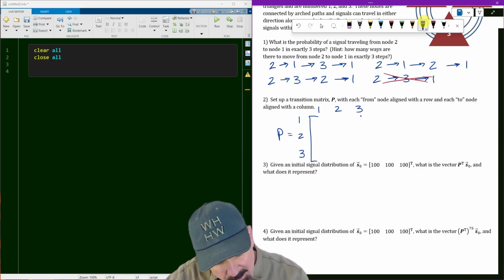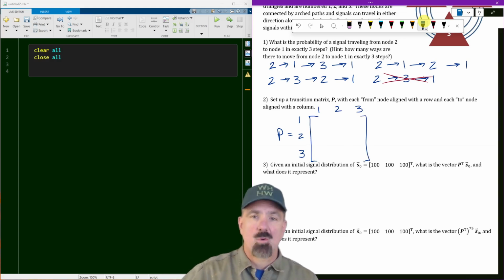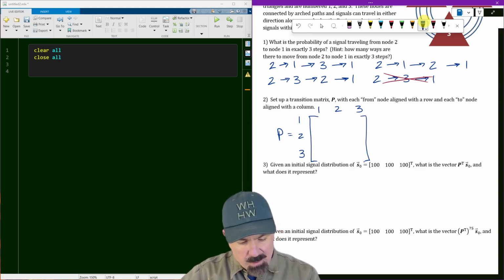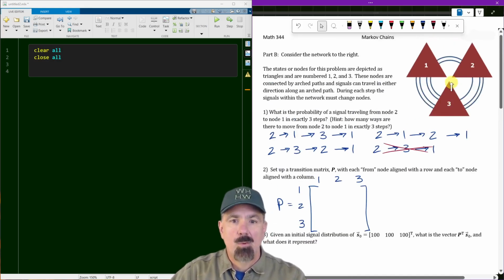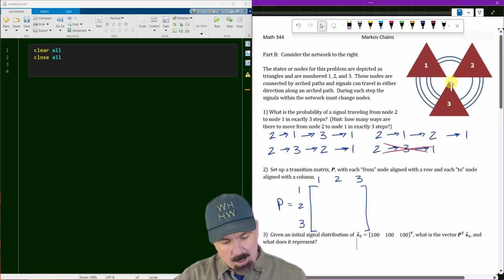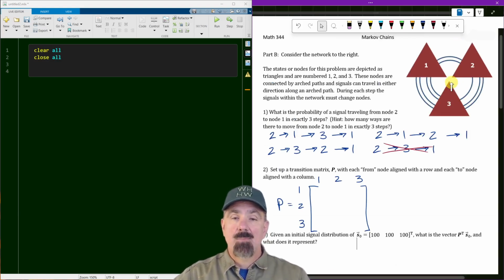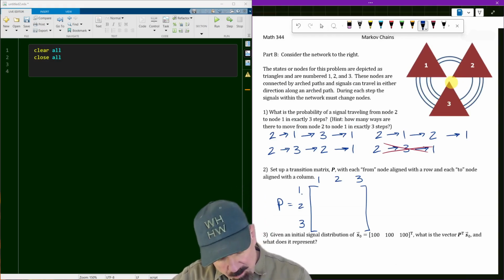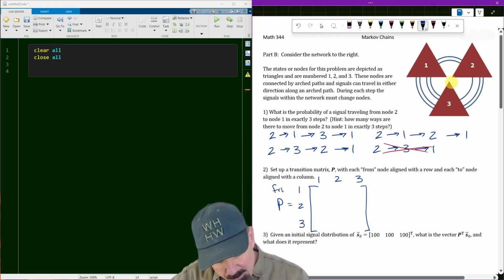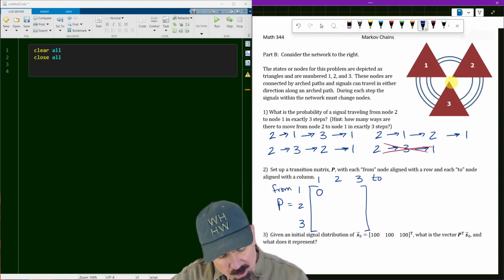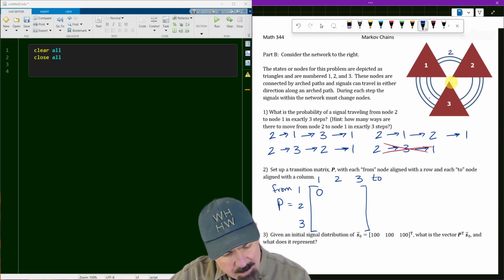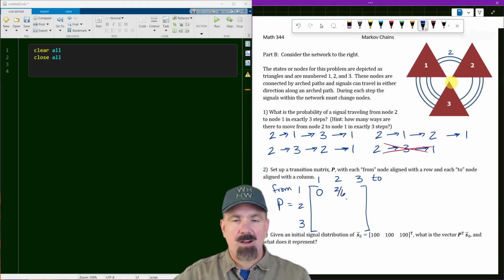So the matrix itself is going to be inside of our square brackets. And what we want to do is look at the image here, and calculate what the probabilities are. So it tells us that during each step the signals have to move. So the probability of transferring, and remember the froms are on the rows and the tos are in the columns, so from 1 to 1 is 0. From 1 to 2, that's going to be 2 paths out of a possible 6. So this is 2/6. Don't feel like you need to simplify the fractions at this point.